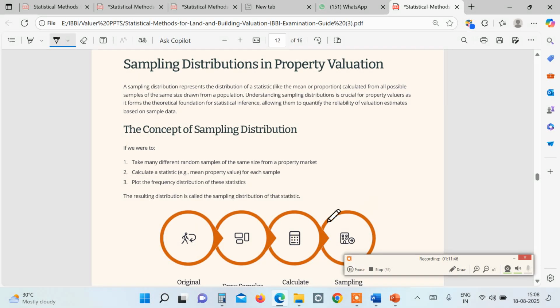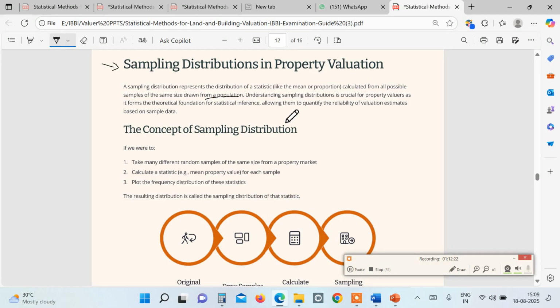Next is sampling distribution in property evaluation. A sampling distribution represents the distribution of a statistic like mean or proportion calculated from all possible samples of the same size from a population. Understanding sampling distributions is crucial for property valuers as it forms the theoretical foundation for statistical inference, allowing them to quantify the reliability of valuation estimates based upon sample data.